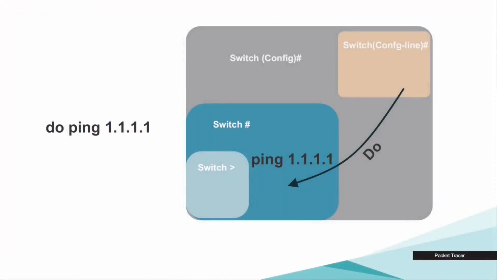In the CLI, we can also use the command do. If we are in the global configuration mode or any of the sub-configuration modes, and we would like to run a command from the privilege exec mode, we can use the command do. So let's go back to our switch and see what the command do is.